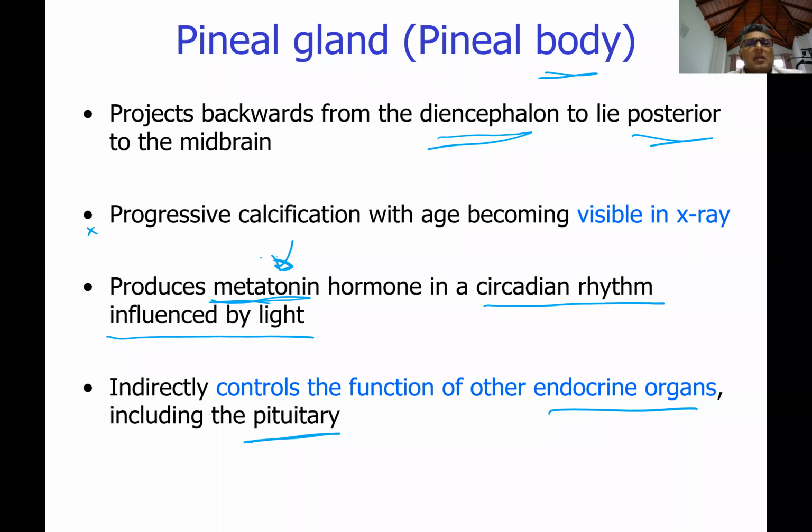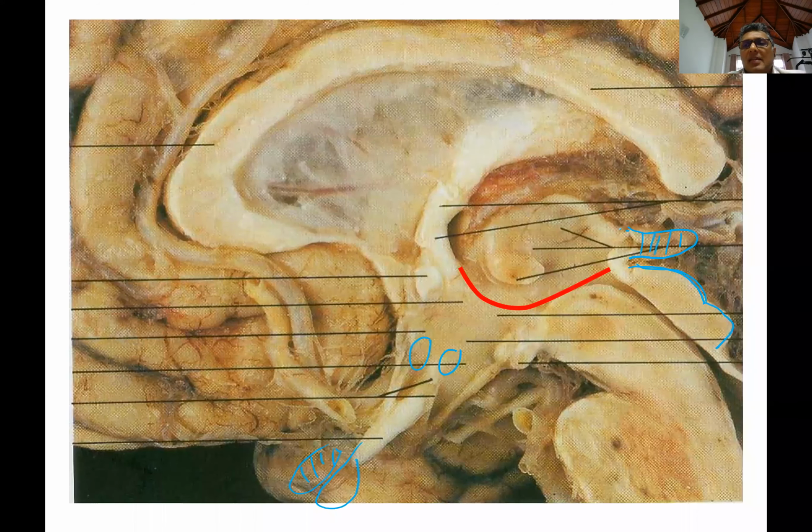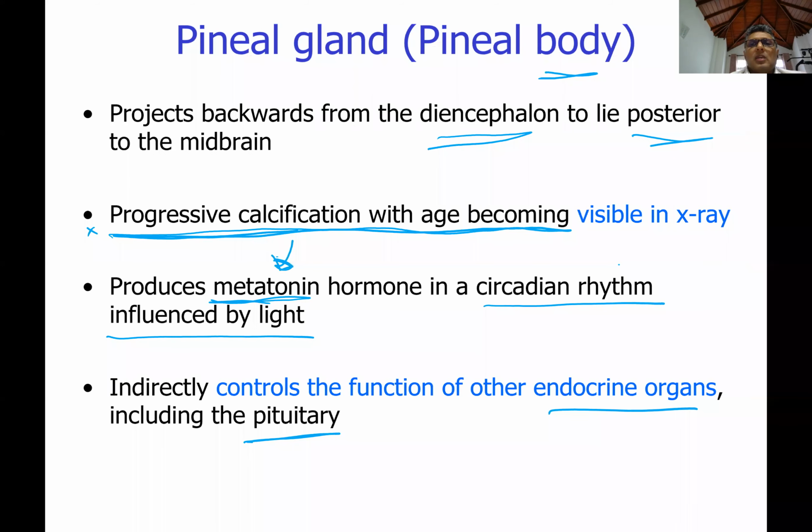Then the other clinically important point is that the pineal gland gets progressively calcified with old age. So in old people, the pineal gland gets calcified. And since the pineal gland is seen in a mid-sagittal section, you know that it's exactly in the midpoint. So you can actually use the pineal gland to find the midpoint of the brain.